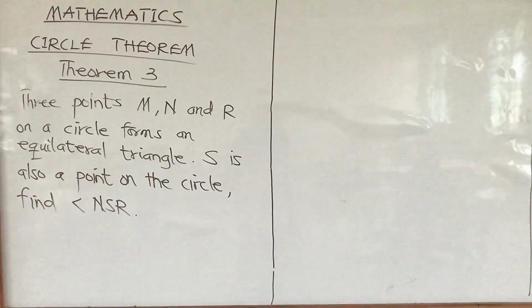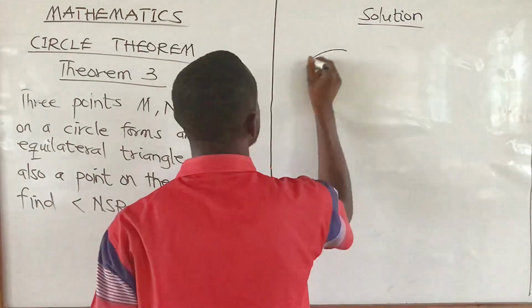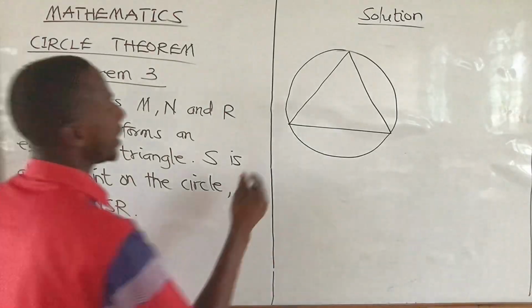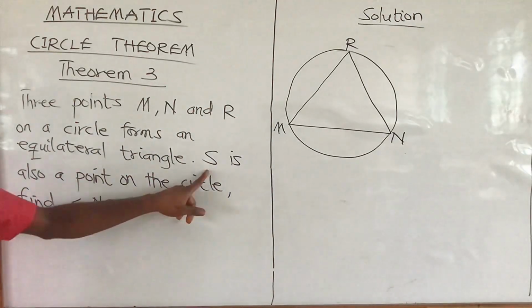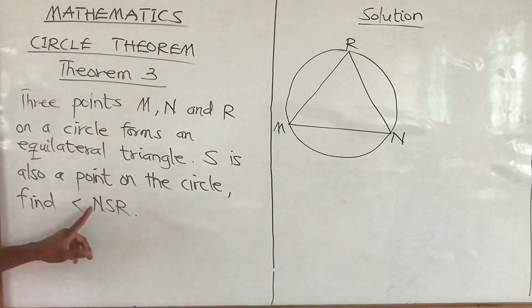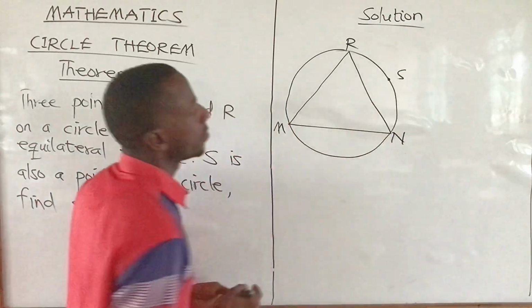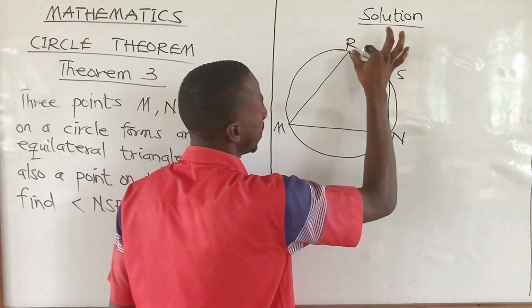So we have 3 points M, N and R on a circle forming an equilateral triangle. S is also a point on the circle. Find angle NSR. Solution. All right, so this is the equilateral triangle and the question said it is M, N, and then R. Then we have S, also a point on the circle. We have to find NSR. So N, definitely S will be here, then R. So let me put the S here. Then since I have S here, we have to find N, S, and then R.